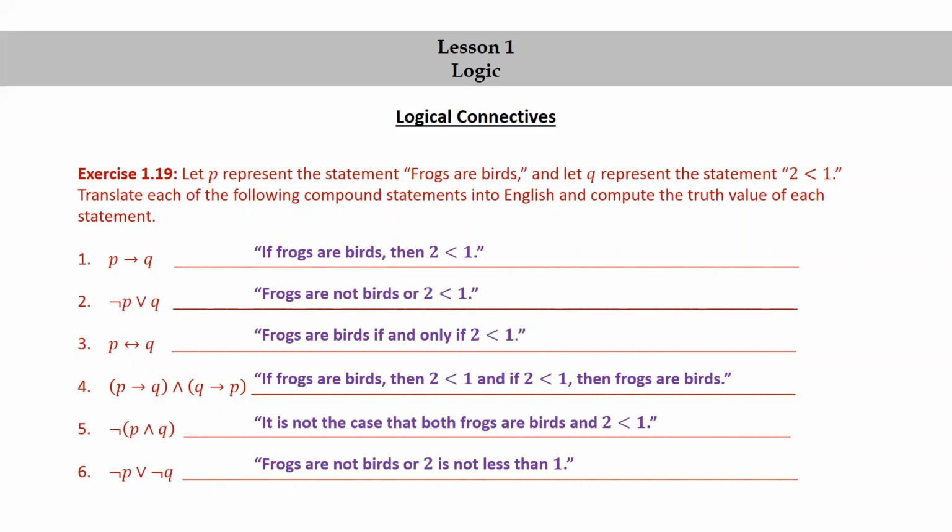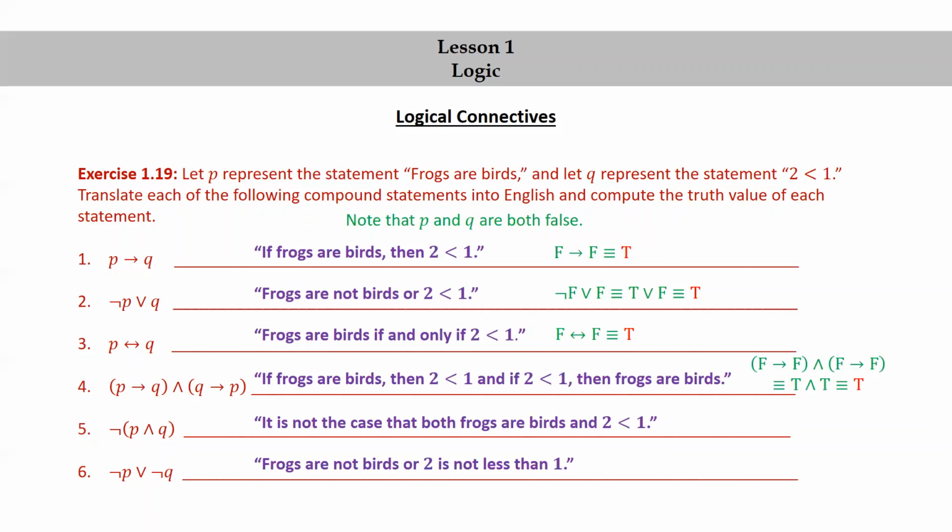Okay, now to compute the truth values of these statements, first observe that P and Q are both false. So we have false implies false is true, not false or false is true or false, which is true. False if and only if false is true. False implies false and false implies false is true and true, which is true. Not false and false is not false, which is true. And not false or not false is true or true, which is true.